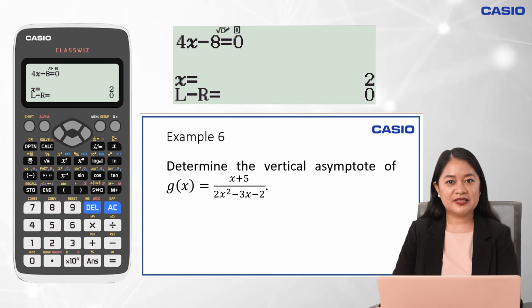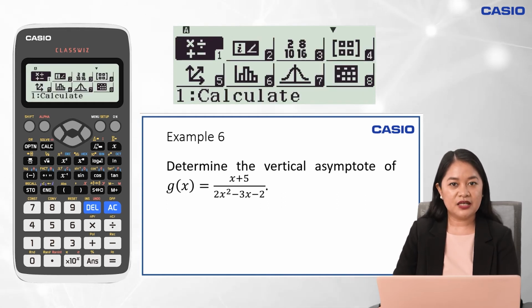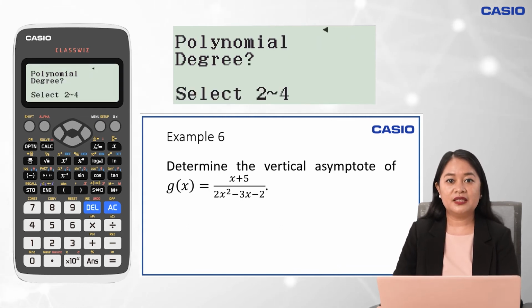Let's try another example in identifying the vertical asymptote. Again, the process is the same as identifying the domain of the rational function, and since the denominator of this rational function is a quadratic expression, we will use the Equation menu. So we press Menu, Alpha, and the negative sign button. Then we choose Polynomial by pressing 2, and then input 2 for the degree of the polynomial.